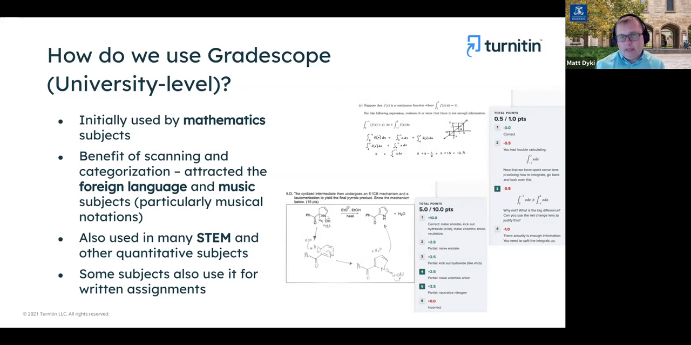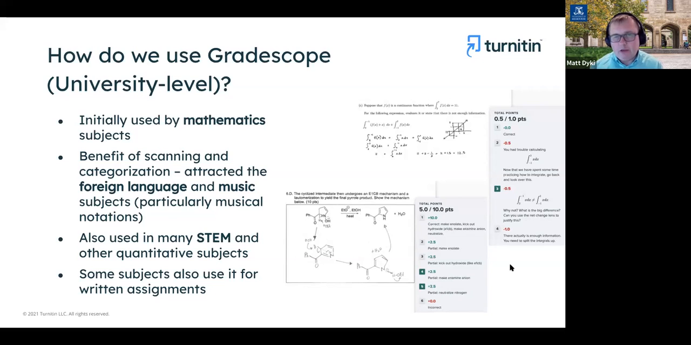What we actually found is that this ability to scan and categorize actually attracted a few of our other areas. In particular, foreign language subjects largely have adopted Gradescope quite effectively, because it means that I could actually ask questions and get students to answer the questions using a different language, and Gradescope then combined the similar answers together for marking purposes. And the same thing was happening in our music subjects, where the students were actually answering questions using musical notation, scanning and uploading the answer. In hindsight, looking back, we're not surprised.